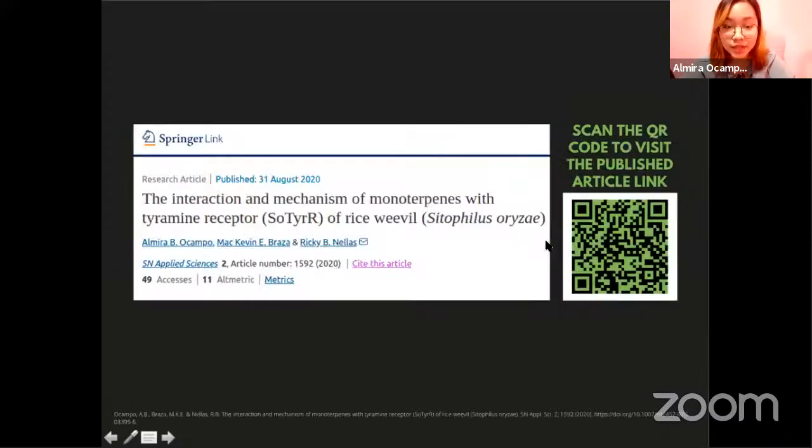Okay? So this computational approach could aid in further understanding the mechanisms and effectiveness of monoterpenes as safe biopesticides for rice weevil and other related pests. And this work is already published in Springer Nature Applied Sciences and is available online.